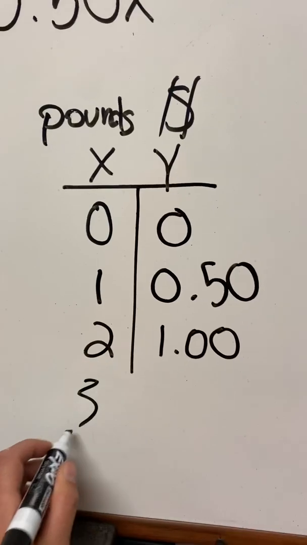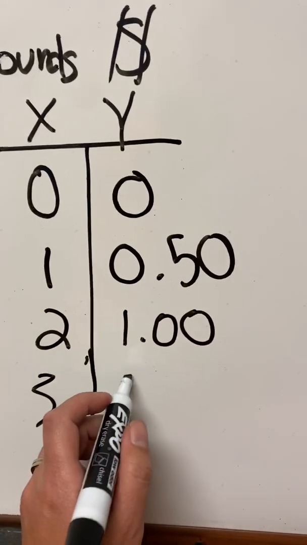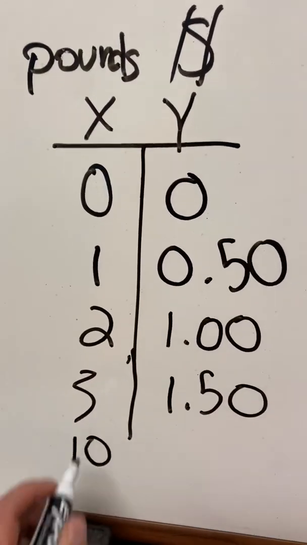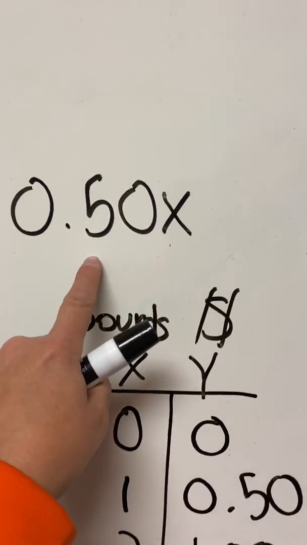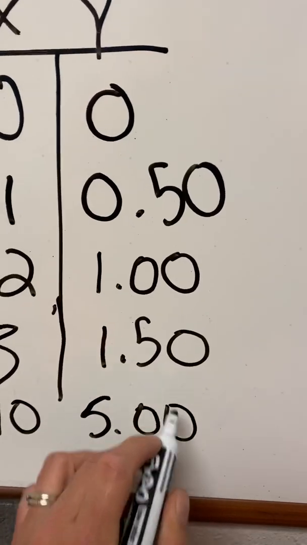If I wanted 3 pounds of pumpkins, right? 3 times 50 cents is $1.50. Maybe I want a bigger pumpkin. I want to go 10, right? So 10 times 50 cents. That pumpkin's going to cost me $5, okay?